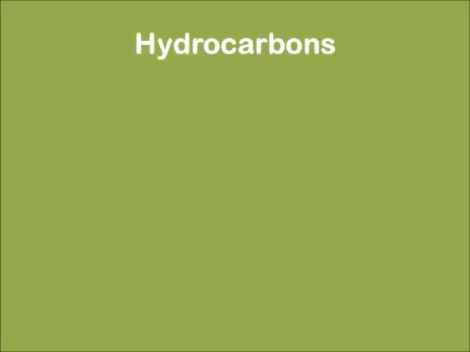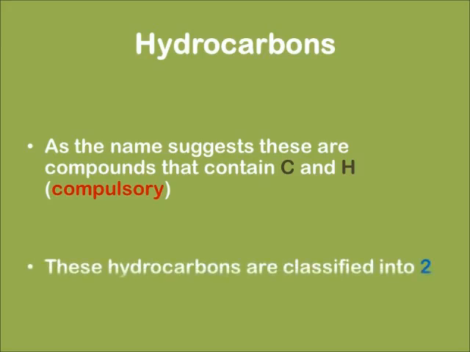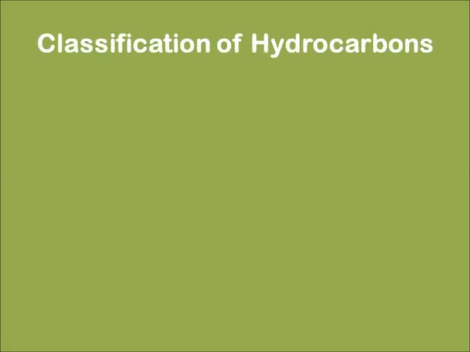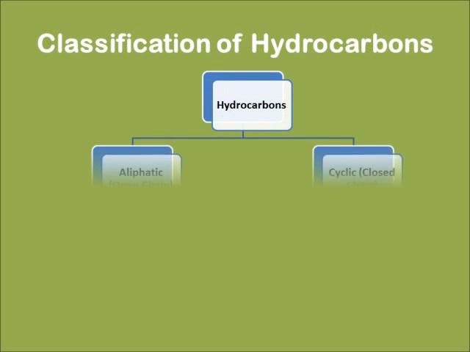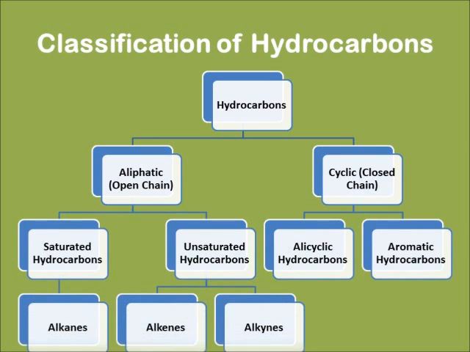Now let us learn about hydrocarbons. As the name suggests, these are compounds that must contain carbon and hydrogen. These hydrocarbons are classified into two types. Now let us discuss about the classification of hydrocarbons. Given below is a complete classification of hydrocarbons. Please have a look.